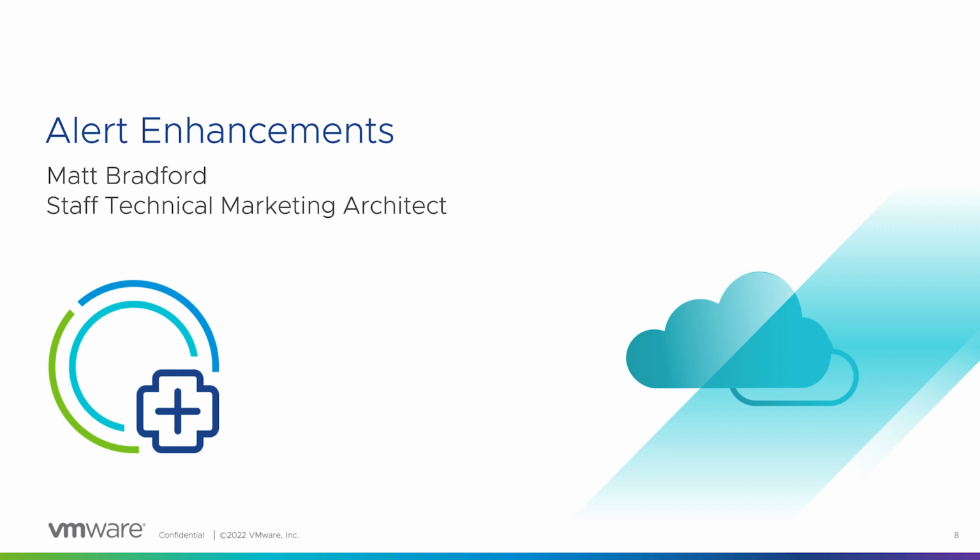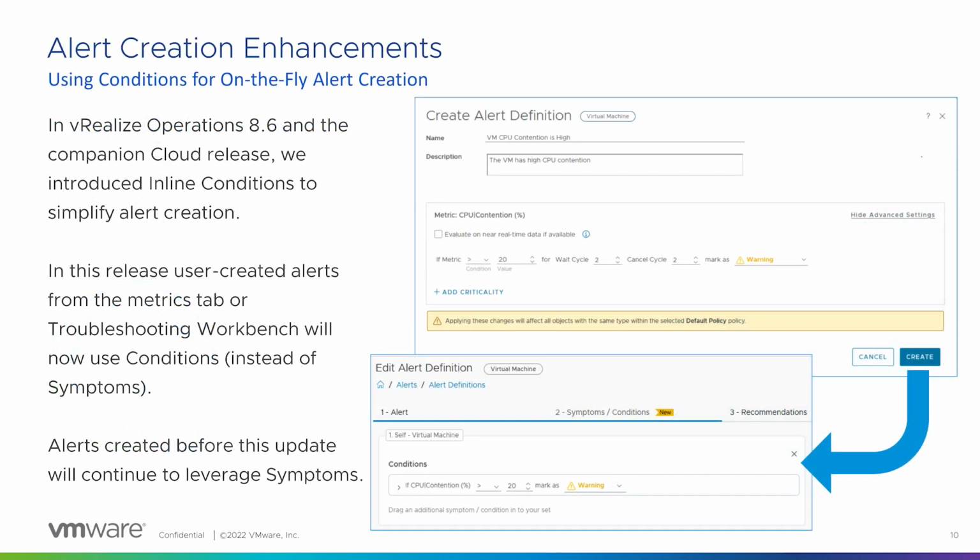All right, let's take a look at some of the alert enhancements that we are introducing here. The first of which is specific to on-the-fly alert creation. So this is creating alerts on the metrics tab for an object or within the troubleshooting workbench. Now, previously, when you created these alert definitions, we would create a symptom for those definitions.